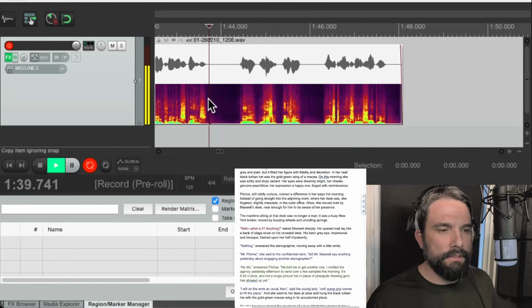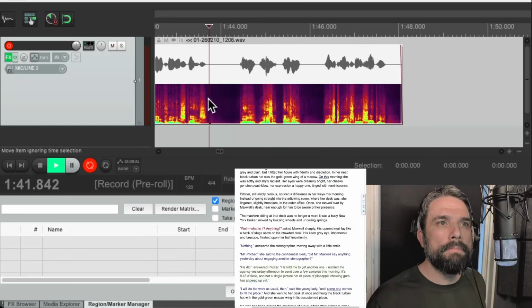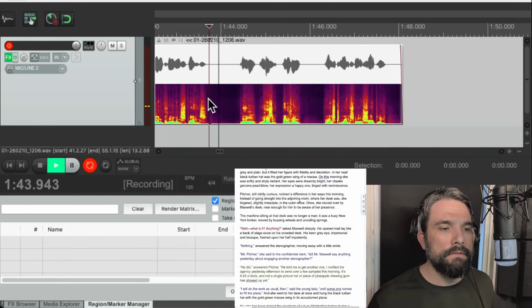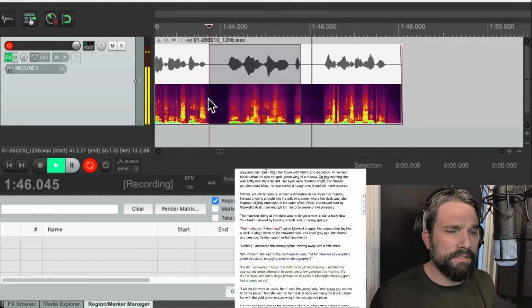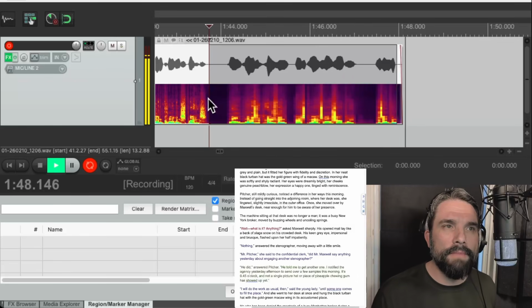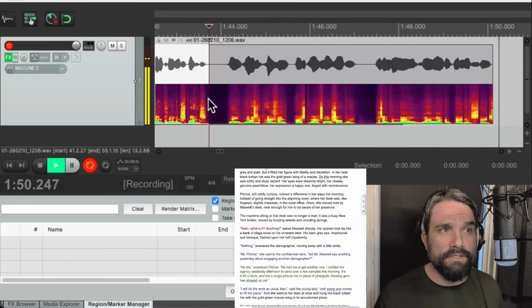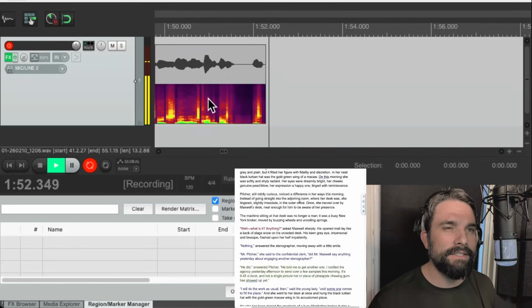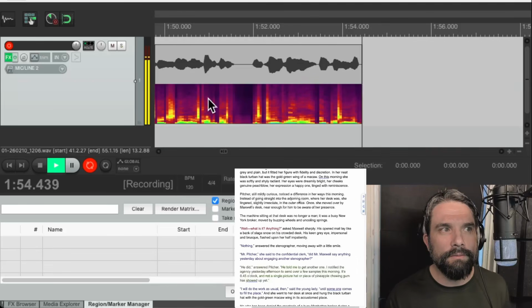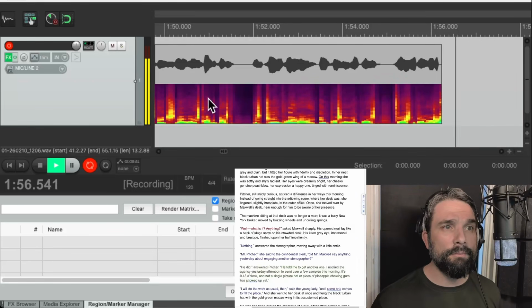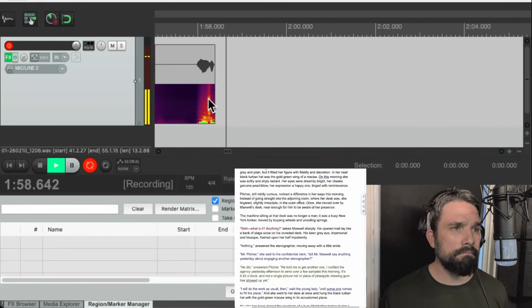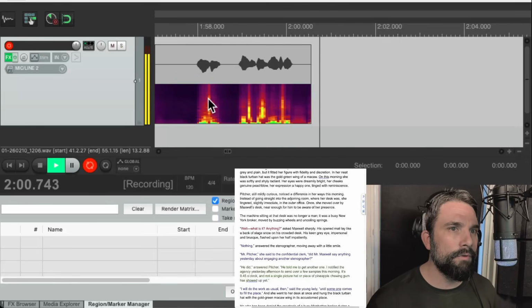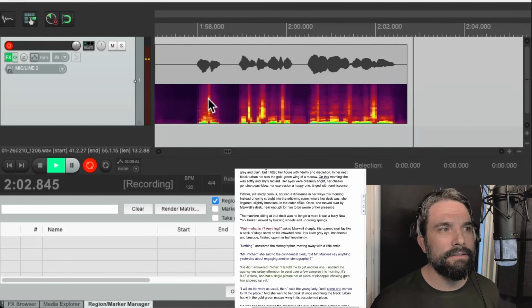So let's just punch in. Broker, moved by buzzing wheels and uncoiling springs. "Well, what is it? Anything?" asked Maxwell sharply. His open mail lay like a bank of stage snow on his crowded desk. His keen gray eye, impersonal and brusque, flashed upon her half impatiently. "Nothing," answered the stenographer, moving away with a little smile.